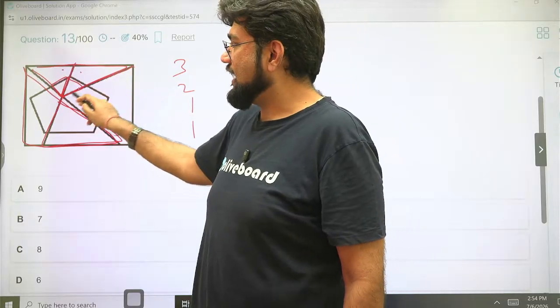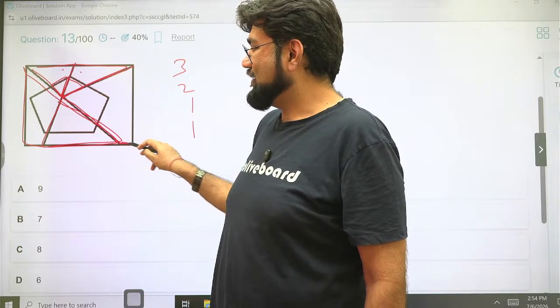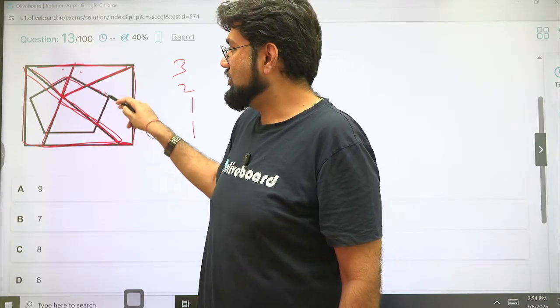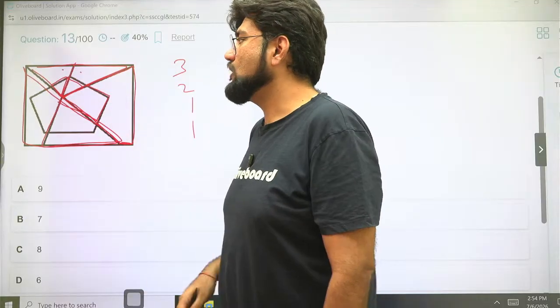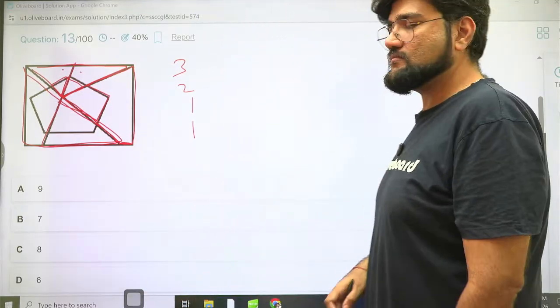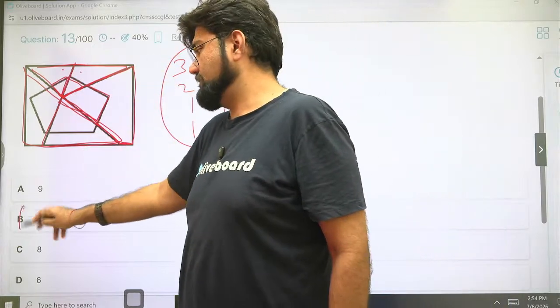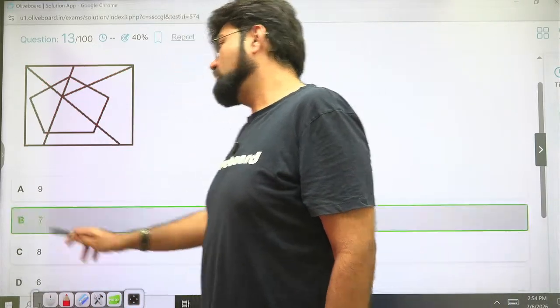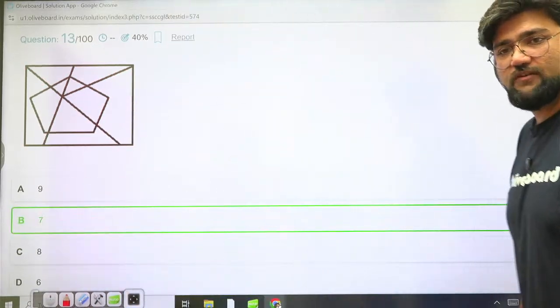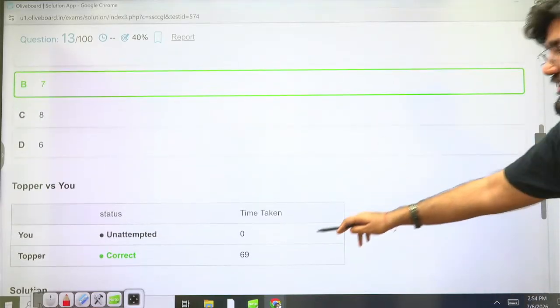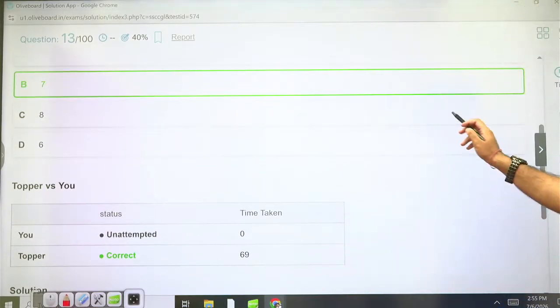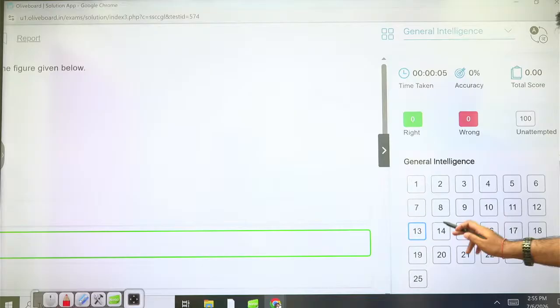This appears to be a triangle, but this is actually a quadrilateral because of this extra side here. Everywhere you will see the same thing happening. They will appear to be triangles, but they are not. So what are the total triangles? 3, 2, 1, 6 plus 1, 7. Option B. What is the problem in these questions? Cross-checking. When the options are very close, people end up cross-checking, and that is what takes a lot of time. Next.